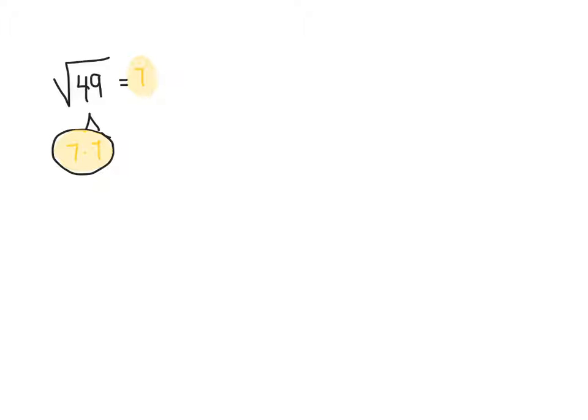All right? Now, if we're looking at the square root of 81, we know that came from 9 times 9. So 9 times 9 is a pair of 9s and gives me just the answer 9.